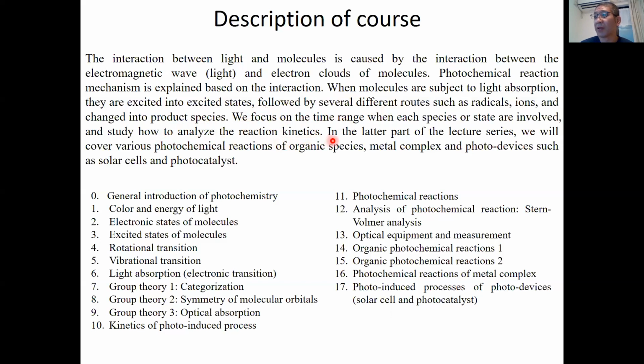In the latter part of the lecture series, we will cover various examples of photochemical reactions, such as of organic species and metal complexes, and also study the mechanism of photo devices such as solar cells and photocatalyst. So starting from the introduction in lecture 0, after that, starting from the energy of the light or color, we study the electronic states of molecules and also excited states and several different transitions.